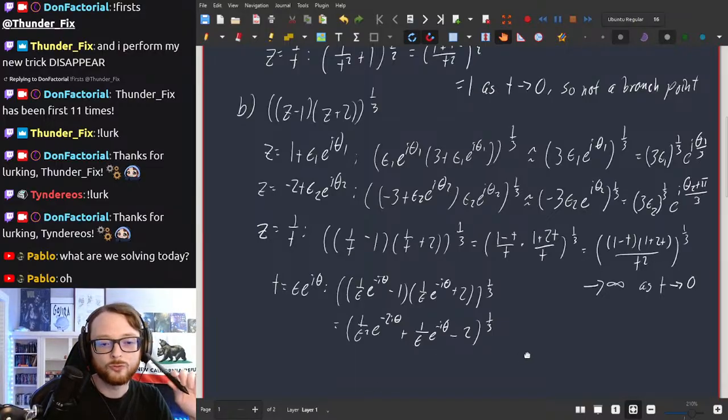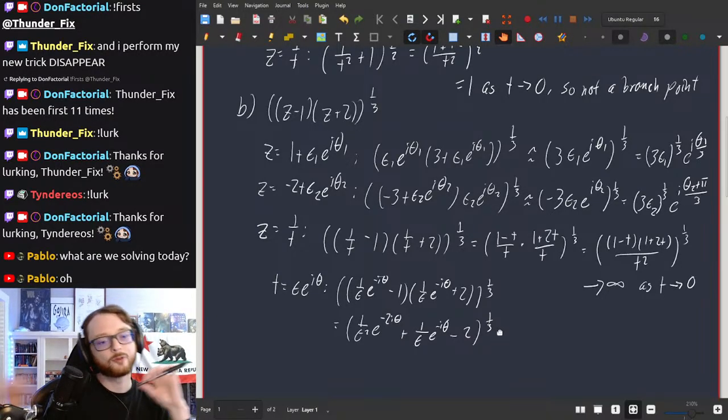And so I've done a substitution with z equals 1 over t. I found the limit goes to infinity as t goes to 0. But that doesn't mean it's a branch point necessarily. And so I'm trying to do a small circuit around t equals 0. But it's not really working out. It's not doing what I want it to do.